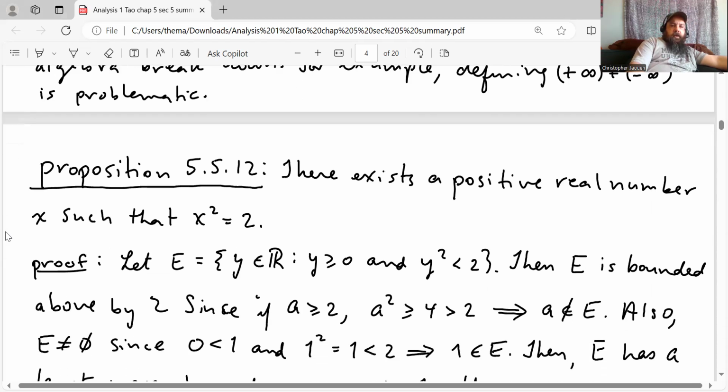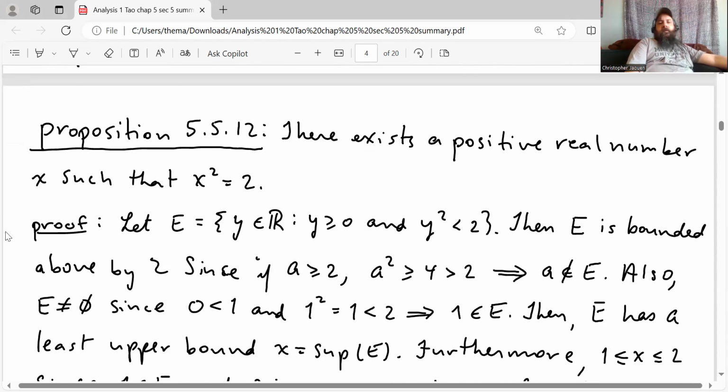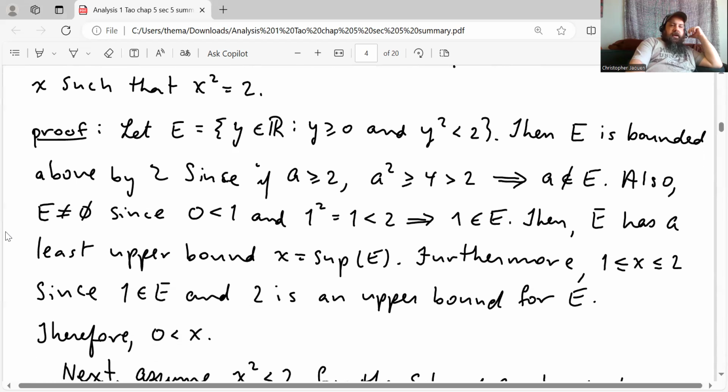5.5.11. All right, we have another proposition here, 5.5.12. There exists a positive real number x such that x squared equals 2. So here's where the real numbers start to shine. There's a square root of 2 that exists in the real numbers, right? Okay, here's the proof, which is a little bit involved, but we'll take a little bit of time.